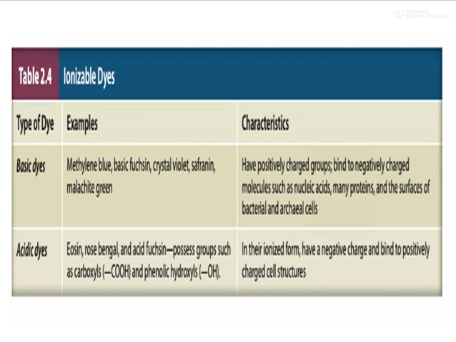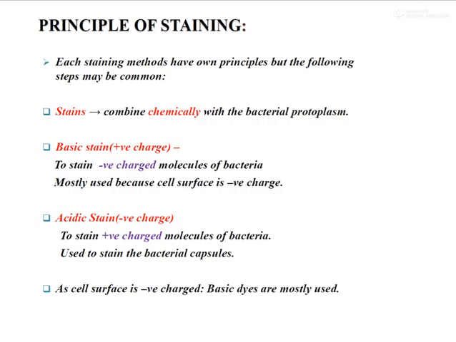Acidic dyes are also in their ionized form, and they have a negative charge and bind to positively charged cell structures. Examples are eosin, rose bengal, acid fuchsin, and so on. So as I mentioned earlier, basic stains have a positive charge and bind to negatively charged molecules of the bacteria, and acidic stains have a negative charge and bind to positively charged molecules. The cell surface is considered negatively charged, and as a result basic dyes are the most commonly used in staining techniques.